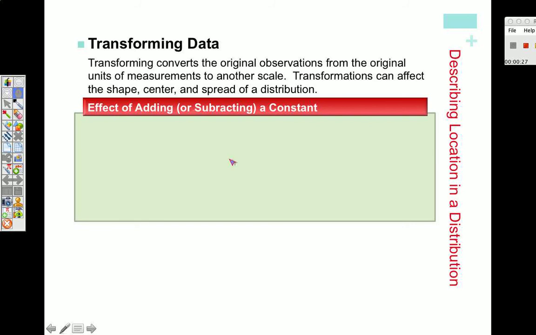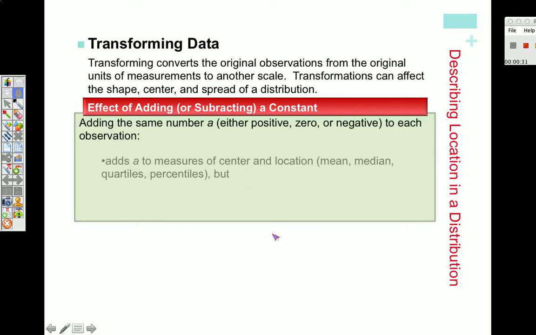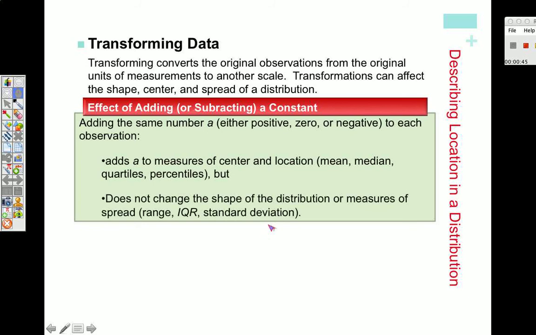When we add or subtract a number to all of our data values, we add that to our measures of center. The mean, median, the quartiles, the percentiles, they all get bigger by the same amount. But the measures of spread do not change. The range, the IQR, the standard deviation, they all remain the same.